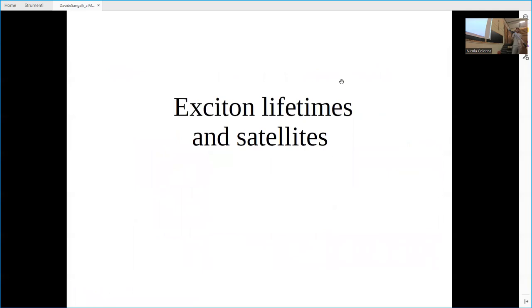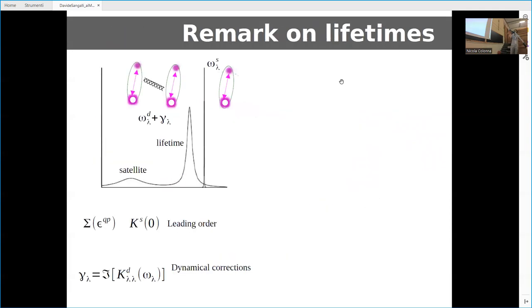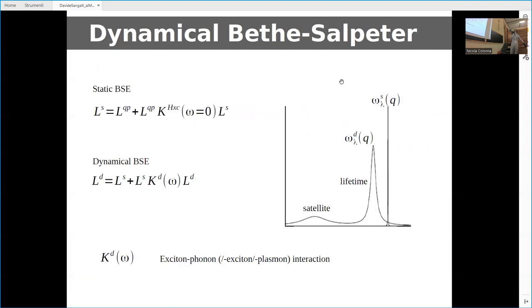Okay, then the last part. So we have the excitons, we can describe them. And now we can think, similar to the quasiparticle, can we define lifetimes and eventually satellites of excitonic peaks? Do we have a picture like this also for the excitonic case? And this can be done. One can start from the static Bethe-Salpeter equation and think about a frequency-dependent kernel, which can be a kernel, for example, describing the interaction of excitons with phonons, excitons with plasmons, or other degrees of freedom. And then the excitonic peak can become broad.